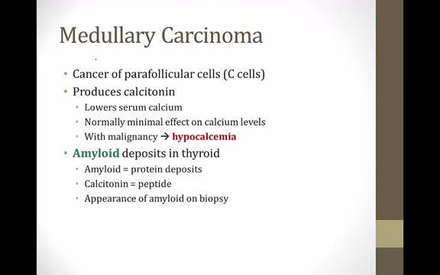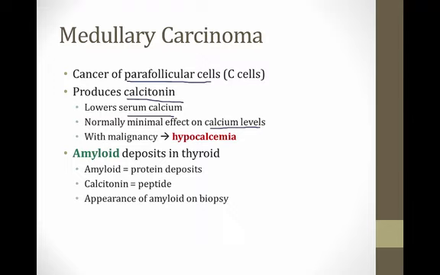Medullary carcinoma is the third most common type of thyroid cancer. It's very rare. It's a cancer of the parafollicular or C cells of the thyroid. Recall that these are the cells that produce calcitonin. Calcitonin is a molecule that lowers serum calcium, and normally it has a very minimal effect on maintenance of calcium levels. It's not very important in humans.